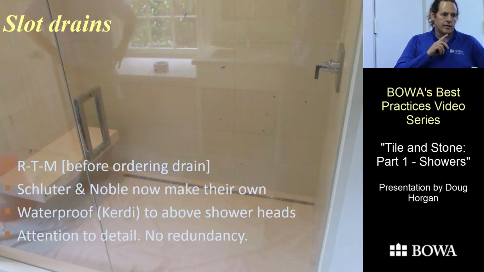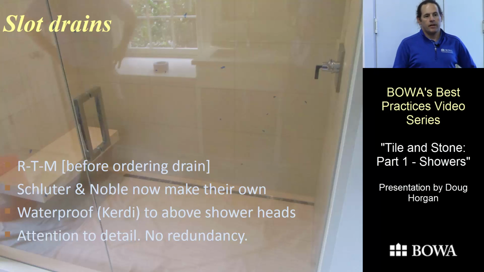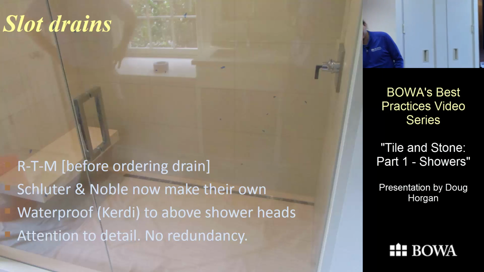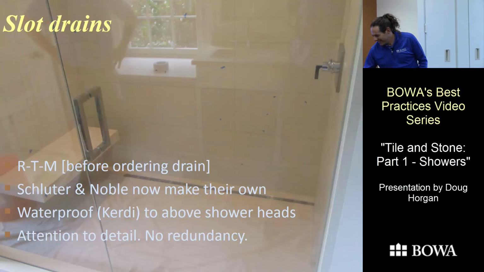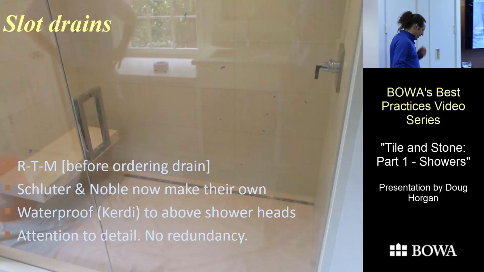Okay, any questions on slot drains? That drain itself is sloped to the center of it. Yeah, most of them are. Not much, but a little. I don't know if you can see that. That's probably a 1/4 inch over the whole length. It's level across the top.